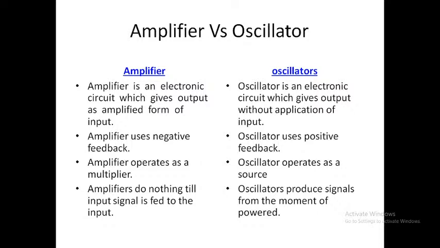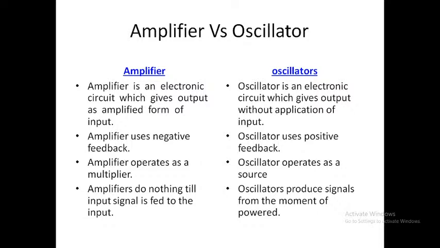Here again we'll see the difference between amplifier and oscillators. As we already saw, an amplifier is an electronic circuit which gives output as an amplified form of input, whereas an oscillator is an electronic circuit which gives output without application of input. So for oscillators, you don't need any kind of AC input signal. You will require a DC power supply for both of them, amplifier and oscillators, but for an oscillator you don't need any input signal.